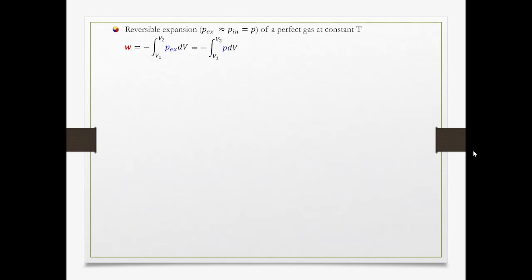Utilizing the equation of state of perfect gas, pressure can be replaced by nRT over V. Since gas cannot escape the system and the temperature remains constant at an isothermal condition, nRT is a constant as a whole, and you can leave it out of the integral, which is equal to negative nRT times log V2 over V1. And this is the expansion work done under an isothermal reversible condition.